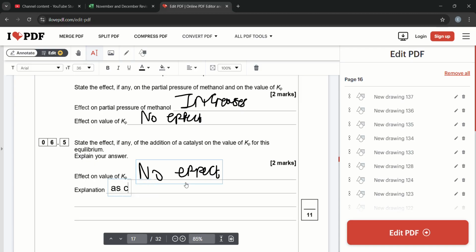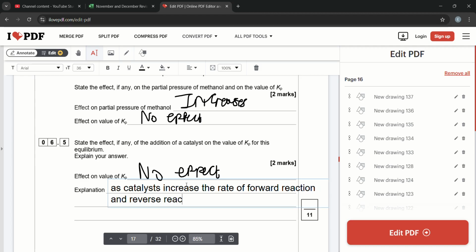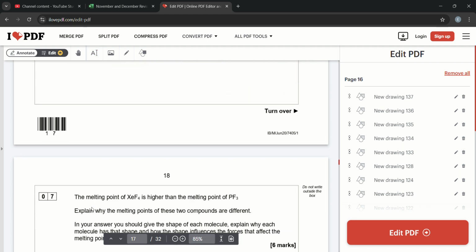Catalysts increase the rate of forward reaction and reverse reaction equally, or catalysts do not affect the position of equilibrium. Catalysts do not affect the position of equilibrium. And that is the end of question 6.